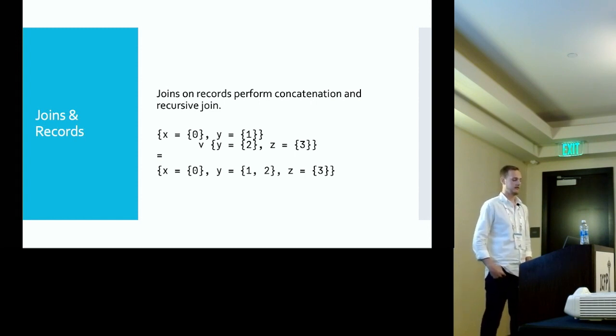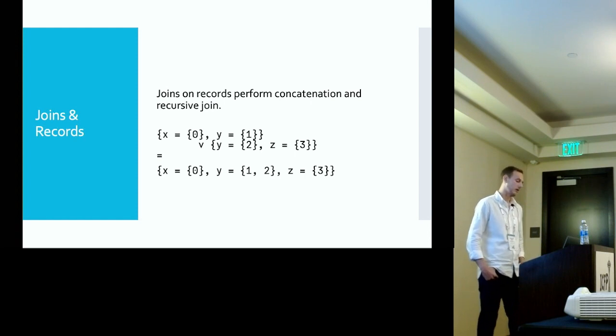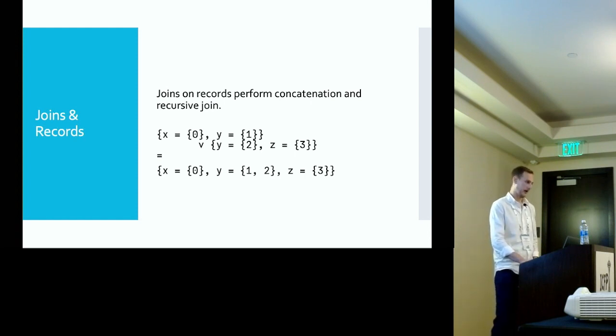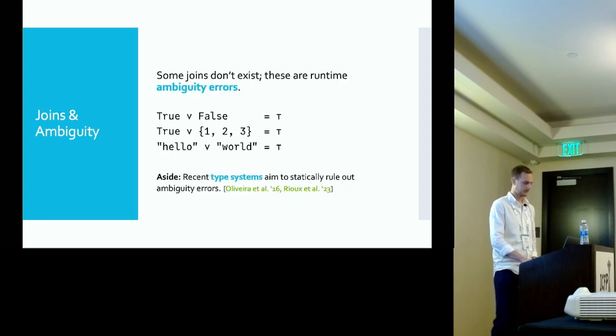So in the output of this join, the x and z components are the same as the components that we got in the inputs, because there was only one x field and only one z field in the inputs. But in the y case, both sides of the join had a y component, and so we get the output y component by just joining the two input y components.